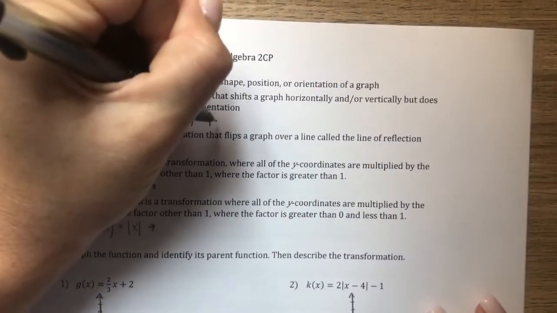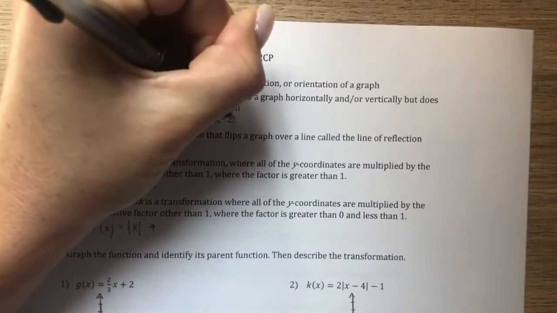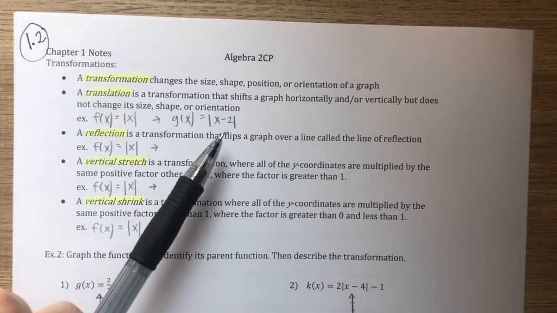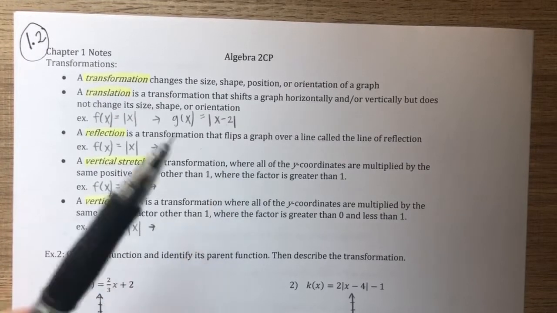equals the absolute value of x, and then how I get my graph to shift left or right is I'm adding or subtracting something inside of the absolute value bars. If I want to shift right, I'm going to do x minus 2 inside the absolute value bars. If I wanted to shift to left, this would be an x plus 2, and we'll talk about that a little bit more in a little bit.